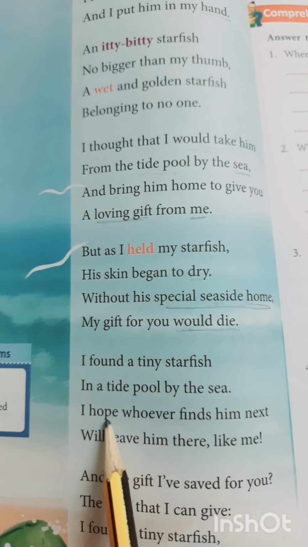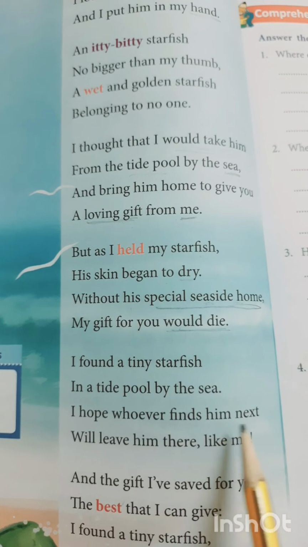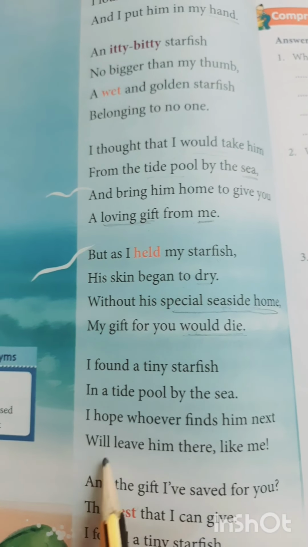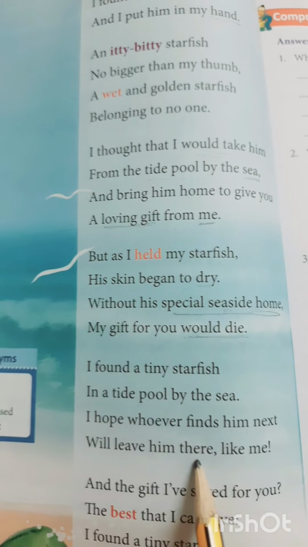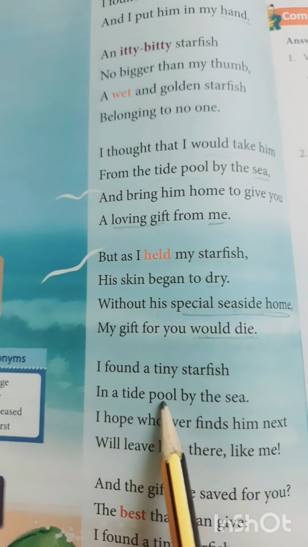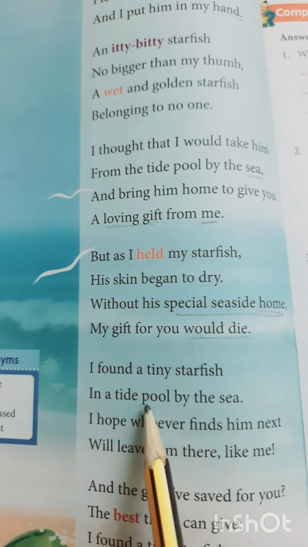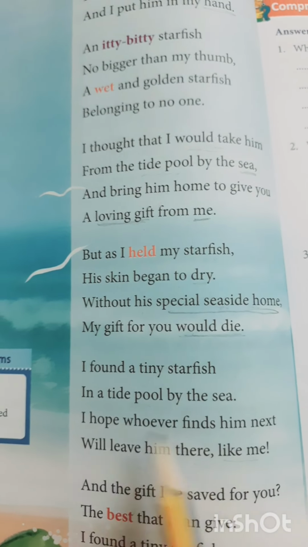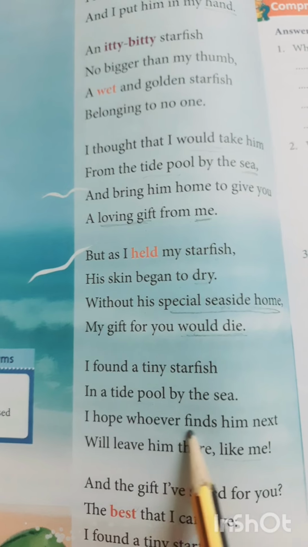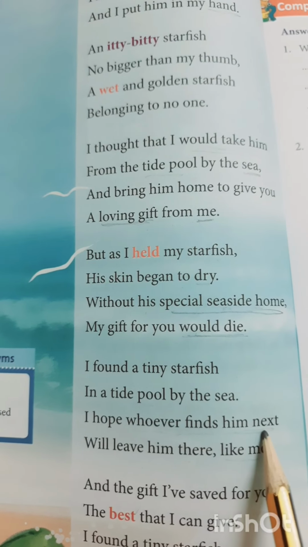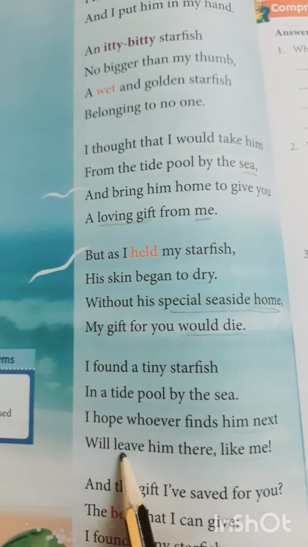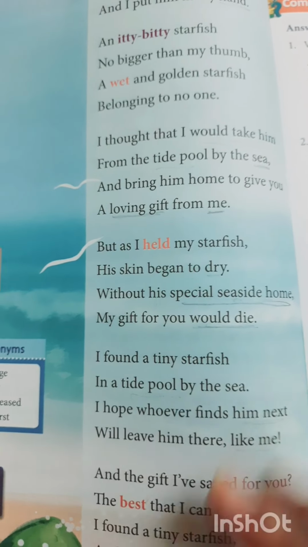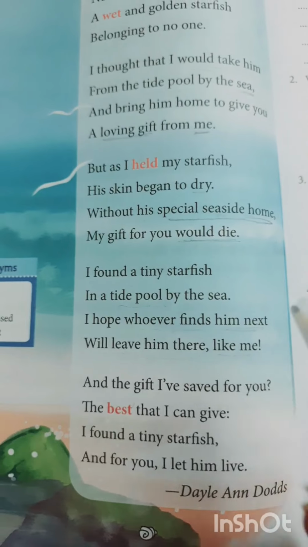Read this. I hope whoever finds him next will leave him there like me. So the poet leaves the starfish there in the tide pool. Okay. And he wishes that, like me, if any people come here and find the starfish, they should also leave the starfish there in the tide pool. Okay, children. This is the wish of the poet.